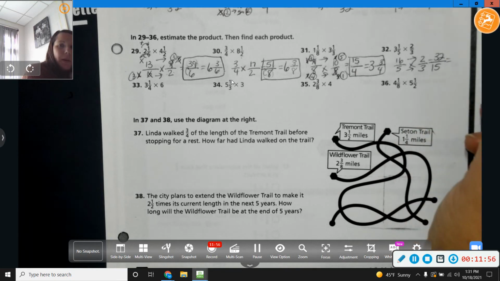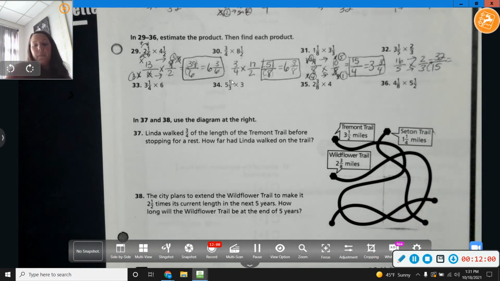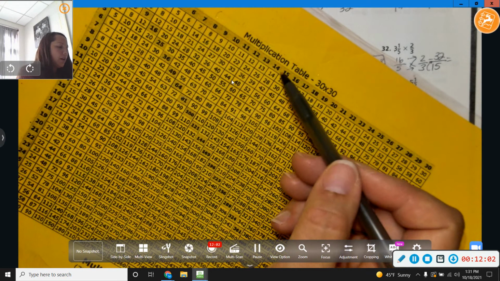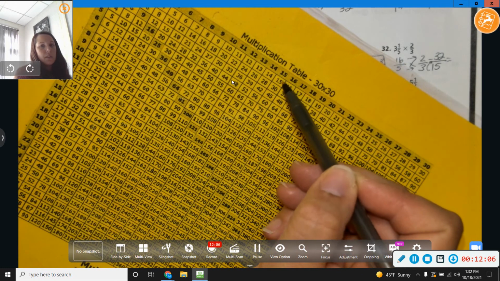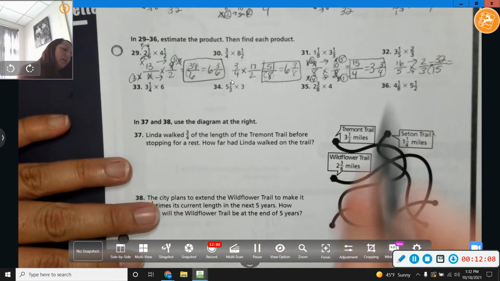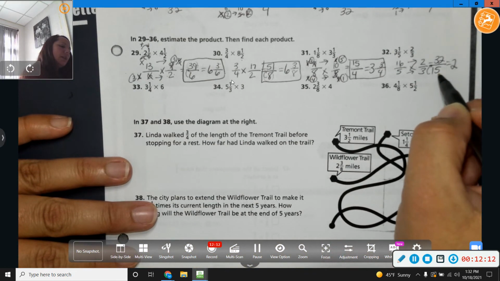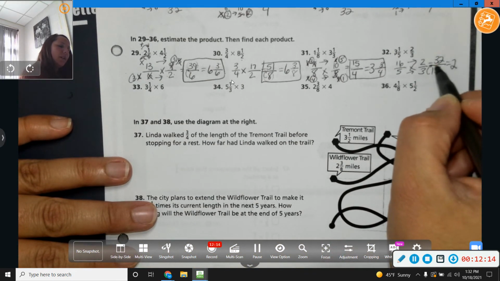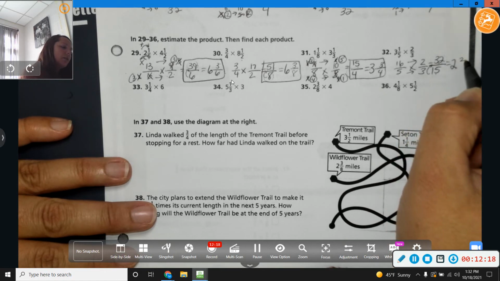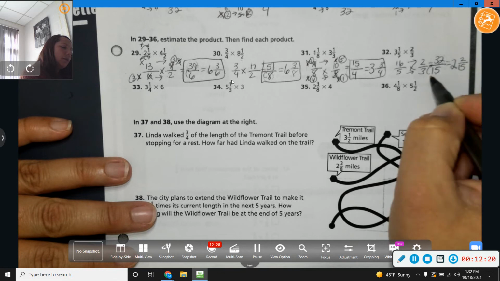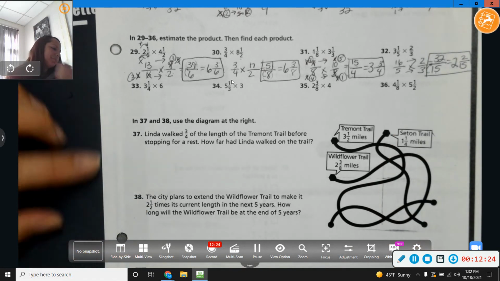Now I change it to my mixed number. How many times does 15 go into 32? Look on your multiplication chart. 15 goes, here's 30. Okay, so that's twice. 15 goes into 32 2 times. 15 times 2 is 30. If I use up 30 of those, how many do I have left? I have 2 left, and my denominator is always the same, so it's 15. Okay?